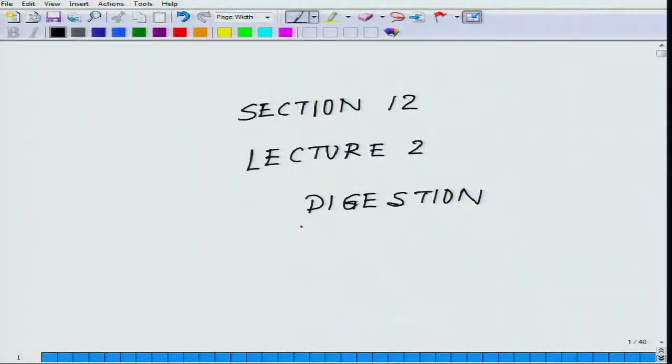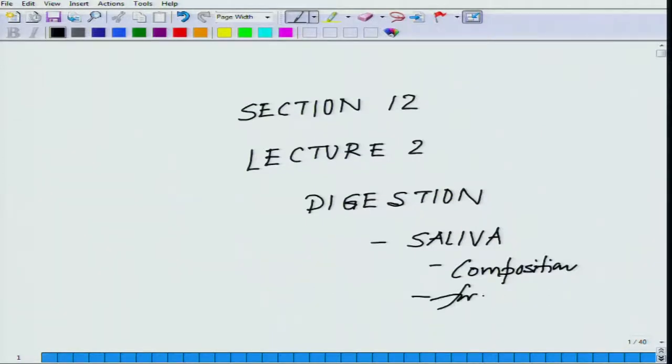We are into section 12 of lecture 2 in the digestion. So we will be talking about saliva. We will be talking about the composition of saliva. That is the first thing we will be dealing with. Then we will be dealing with formation of saliva, and then the secretion.